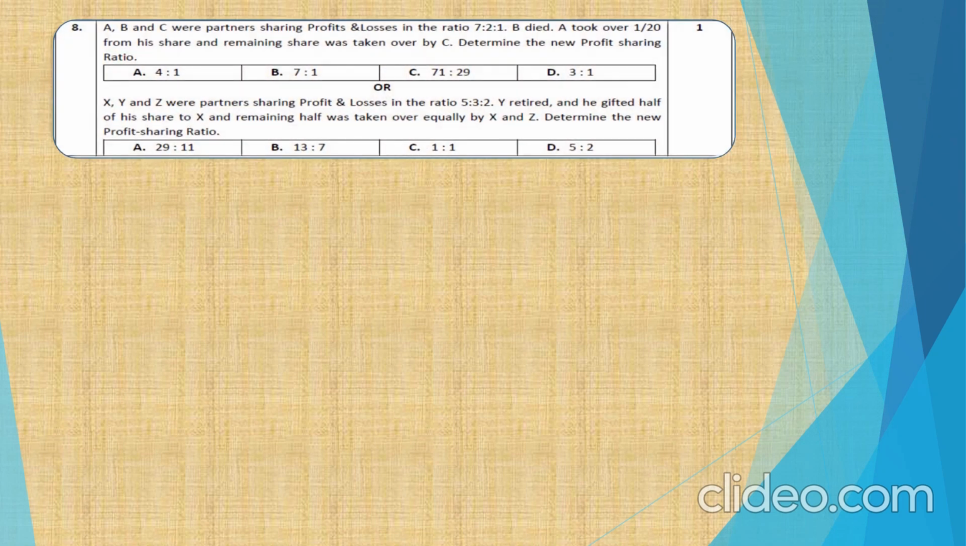Okay. Now, next question is question number 8. You have two questions here. So first one we will see: A, B, C were partners in a firm with profit or loss ratio 7 is to 2 is to 1. B died. A took over 1 upon 20 of his share and the remaining was taken over by C. So determine the new profit sharing ratio.